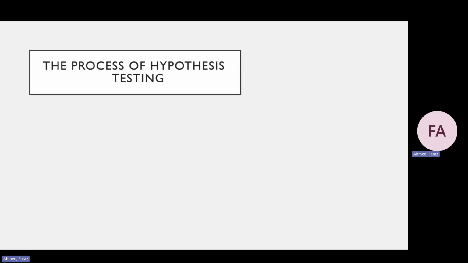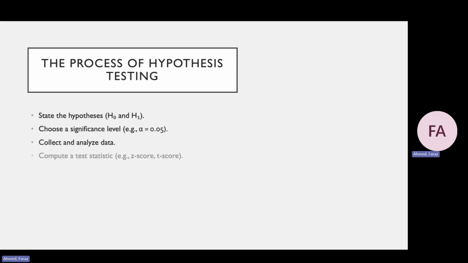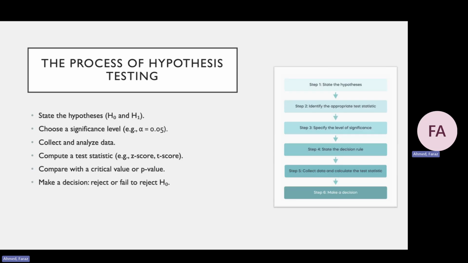The process involves 6 steps. First, we define our hypothesis. Then, we choose a significance level such as 5% to determine the threshold for rejecting the null hypothesis. Then, we analyze the data and calculate a test statistic. Finally, we compare this with a critical value or p-value to make a decision.